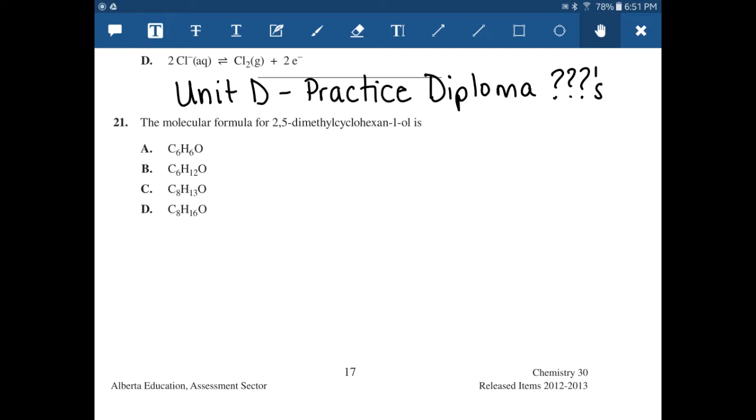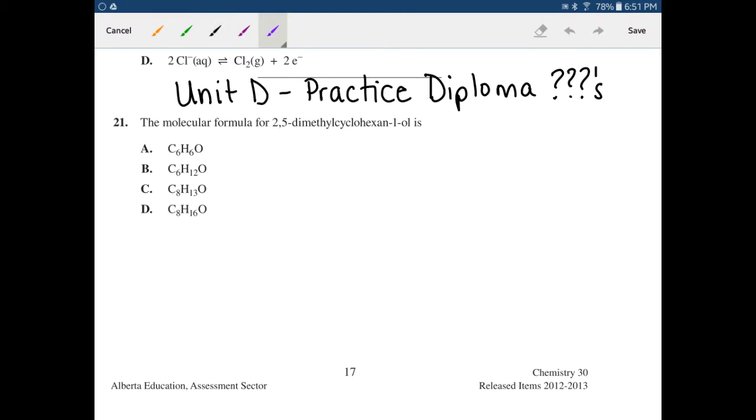Okay, we are going to take a look at our organic chemistry practice diploma questions. So again, I'm going to go through these solutions. If you need to skip to a different question or anything like that, you can do so now. But otherwise, I'm just going to go through them simply to make sure that we're all on the same page for these practice diploma questions. So let's take a look at question number 21.